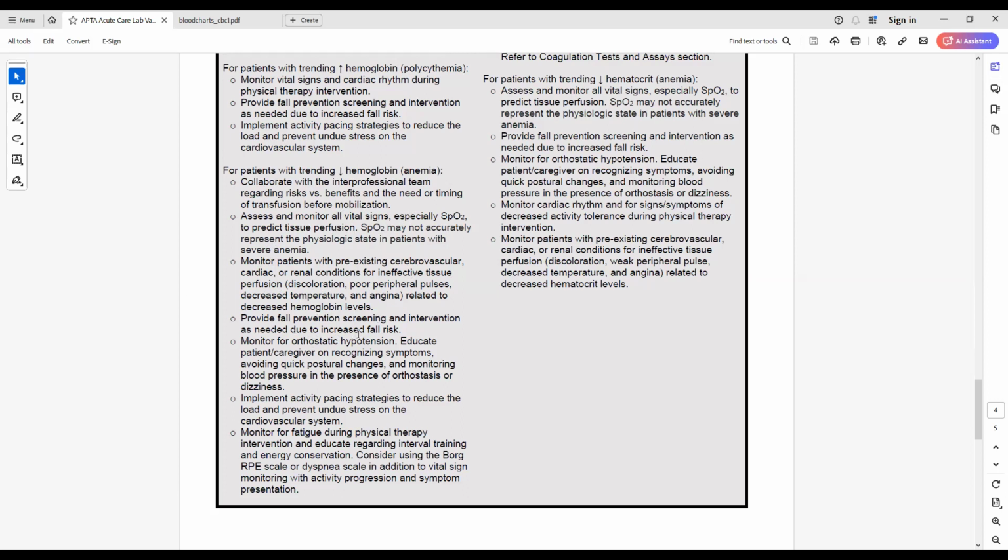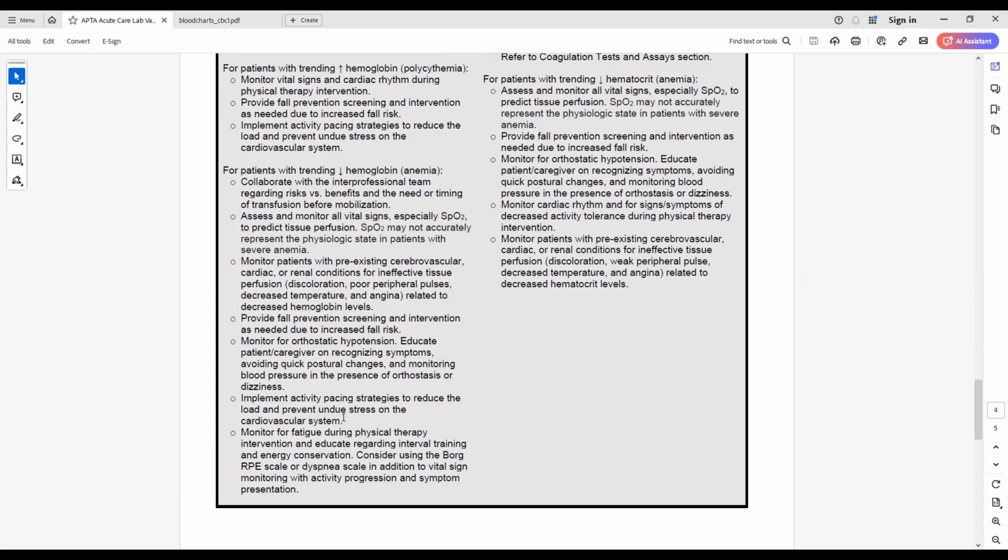Monitor for orthostatic hypotension. Educate patient or caregiver on recognizing symptoms, avoiding quick postural changes, and monitoring blood pressure in the presence of orthostasis or dizziness. Implement activity pacing strategies to reduce the load and prevent undue stress on the cardiovascular system.